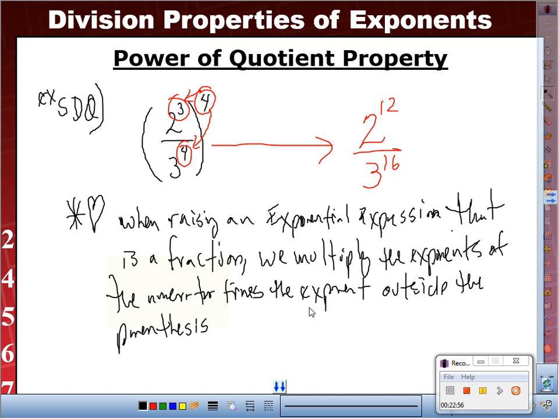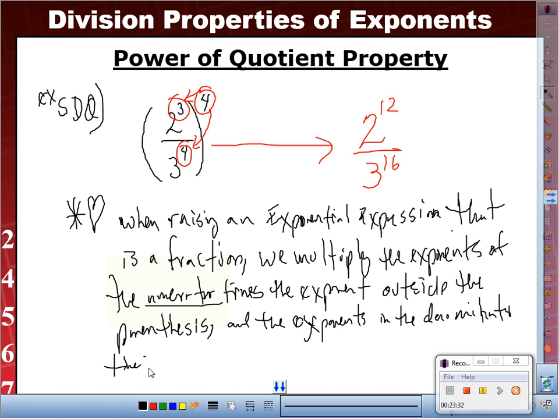What are we missing? No. This is the numerator times the exponent outside and the exponents in the denominator times the exponent outside. 10Q. After the comma, and the exponent, parenthesis.